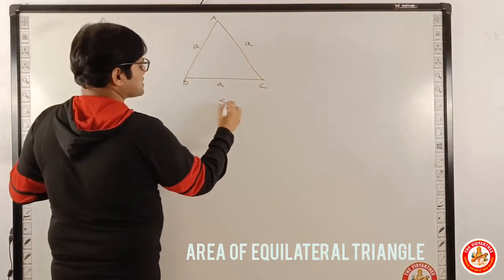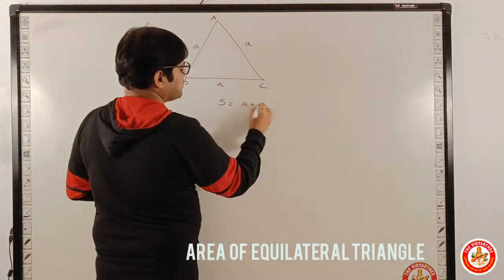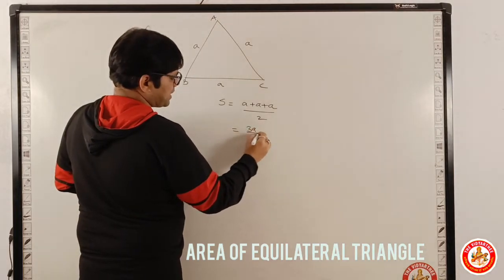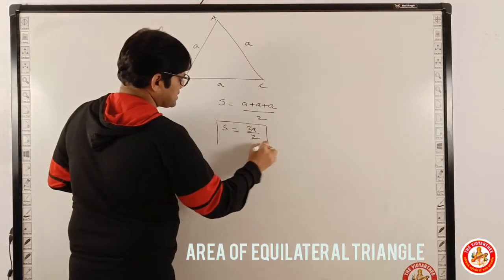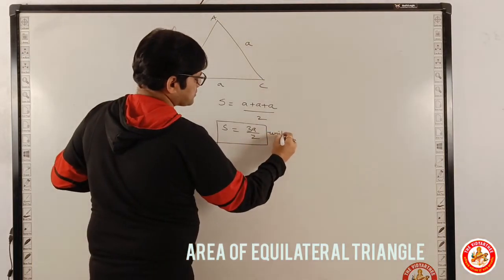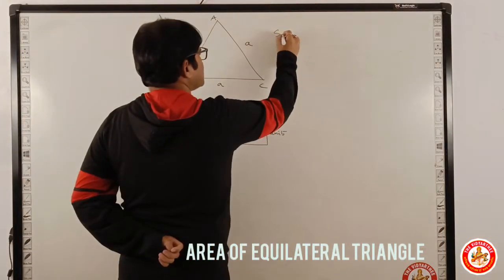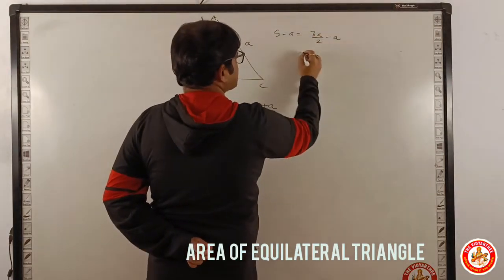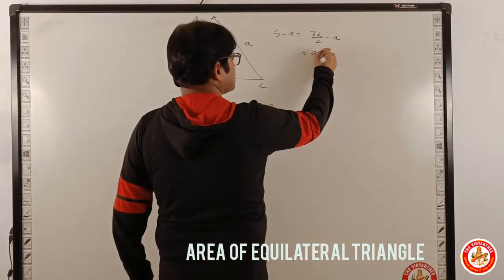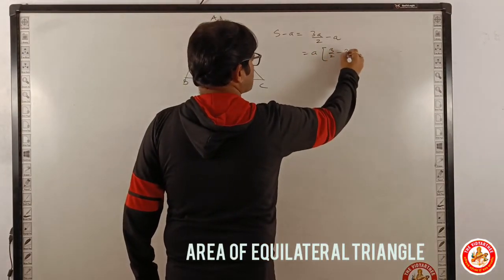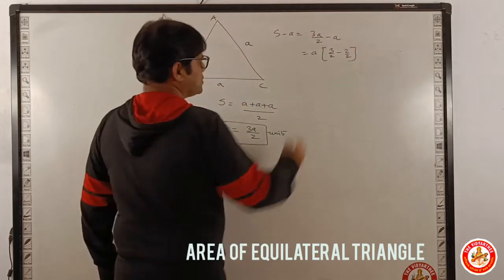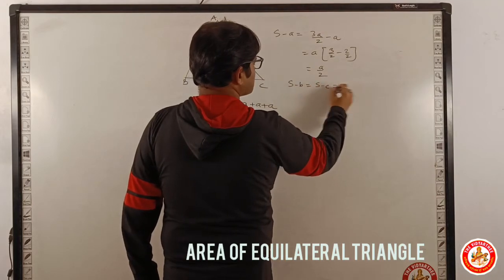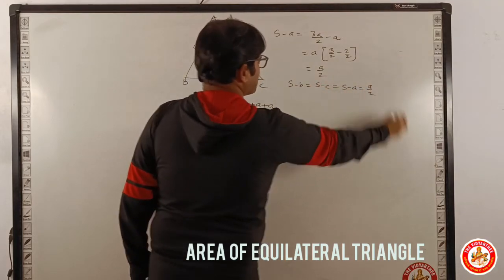So for an equilateral triangle the semi-perimeter will be A plus A plus A divided by 2. That is equal to 3A by 2. So you got the semi-perimeter as 3A by 2 units. Now, what is S minus A? 3A by 2 minus A. If you take A common, it is 3 by 2 minus 2 by 2. So you can put 1 as 2 by 2. So you will get A by 2. Similarly, what is S minus B? It is equal to S minus A, which is also A by 2.